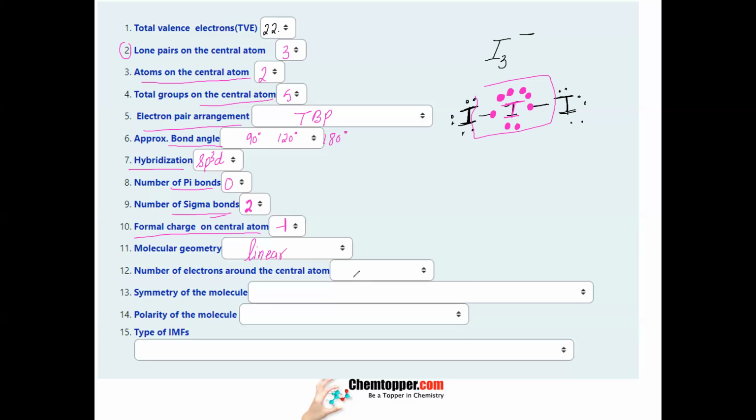Number of electrons around the central atom, 10, very good. Is this molecule symmetrical? Yeah, you're right. This is symmetrical, non-polar, but actually this is ionic. The molecule is symmetrical, but the polarity of the molecule is ionic, it is I3 minus. So you're not going to call it a non-polar molecule, right? It's ionic. You will have this option there. Types of IMF. What type of IMF? Ion.